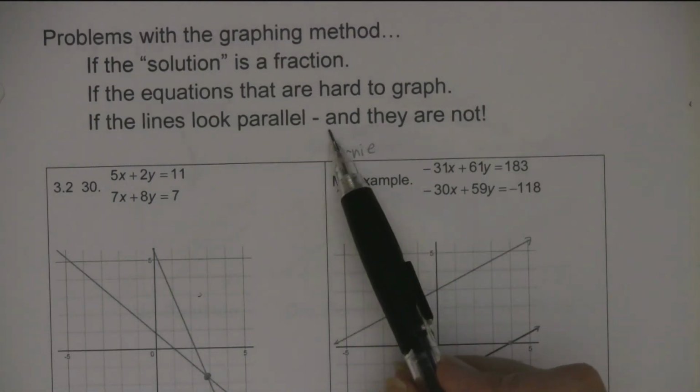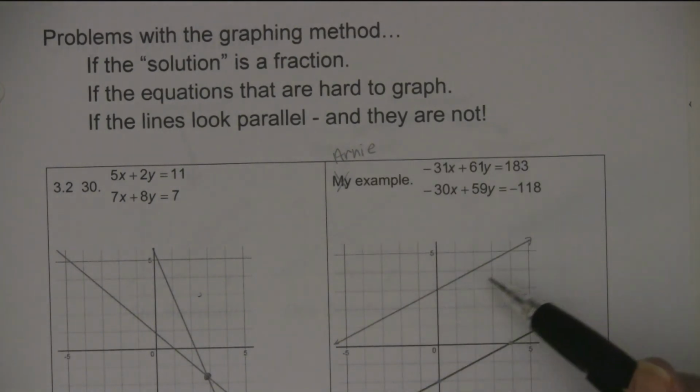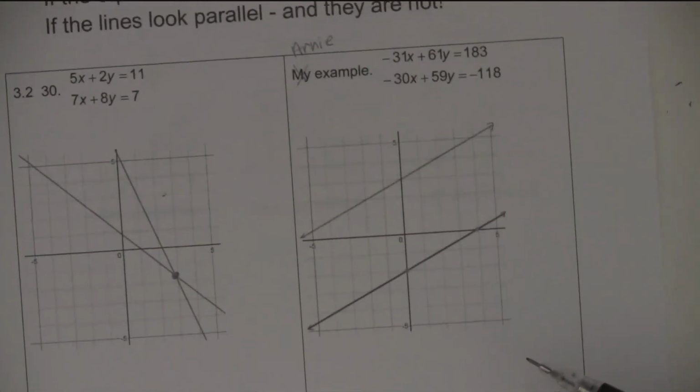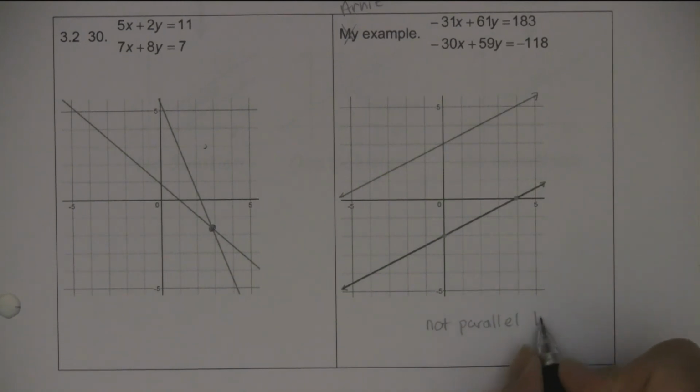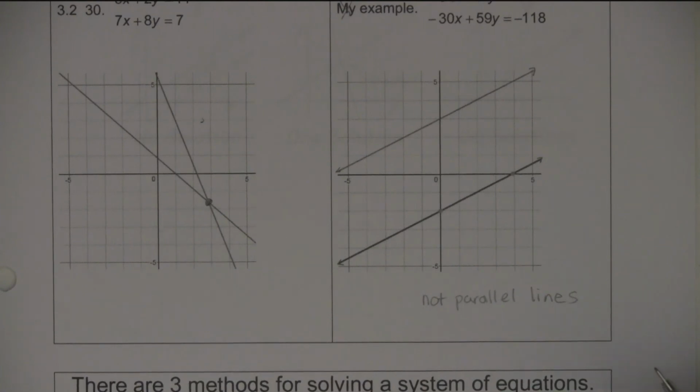And then sometimes the lines can look parallel, but they're not. And so this is an example of the lines looking parallel, but they're not. These are not parallel. There actually is a solution here. So even though you think they're parallel, they're not parallel lines.